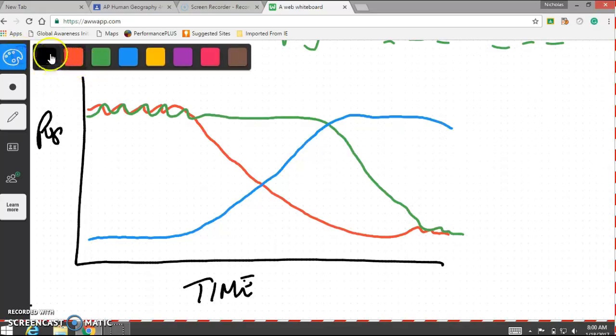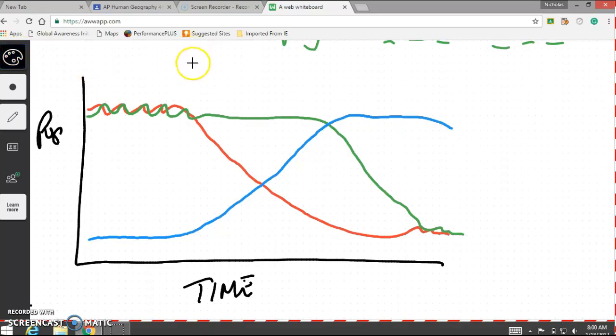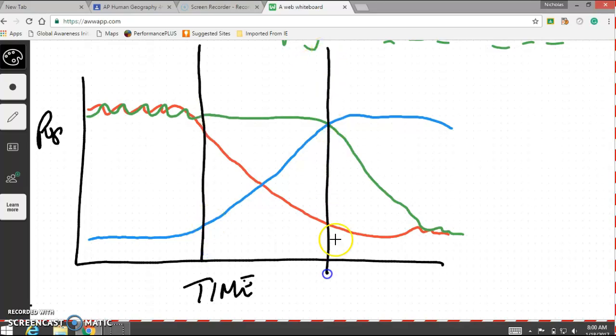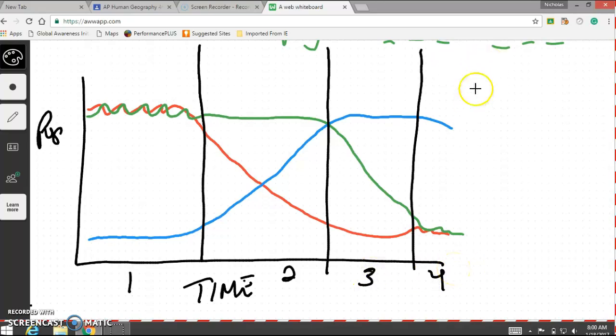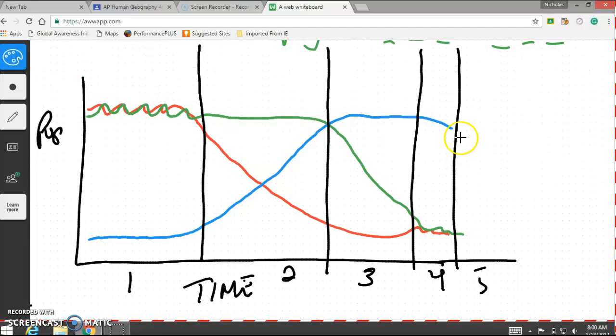Okay. And then we've got different stages. We can identify them by here, here, and here. So this is stage 1 of the DTM. Here's stage 2 of the DTM. Here's stage 3. Here's stage 4. And we can even say that there is, in fact, a stage 5. Population. And birth rate.